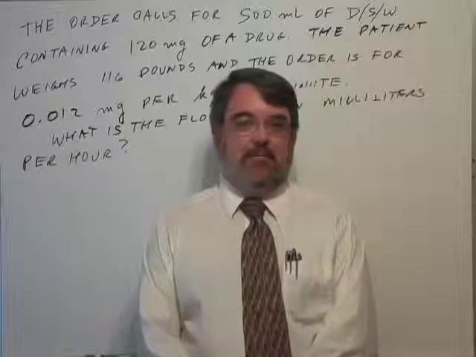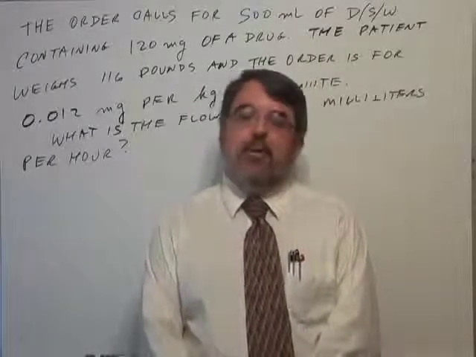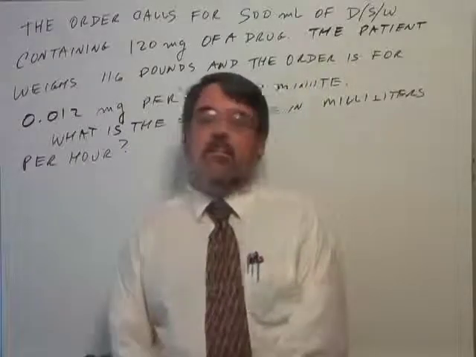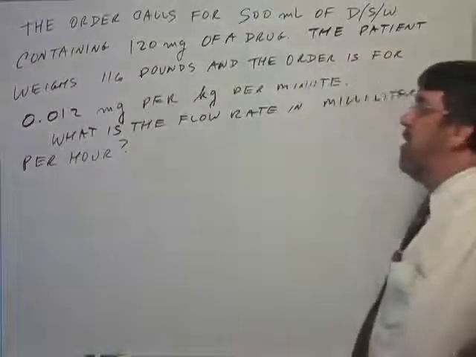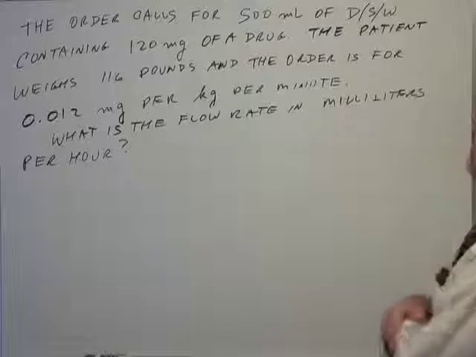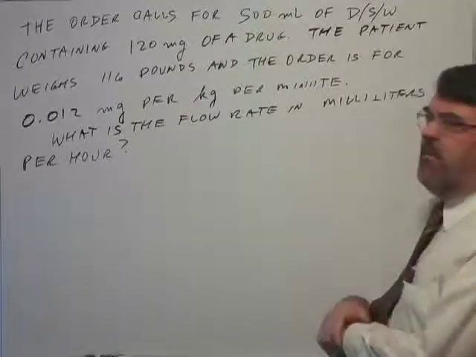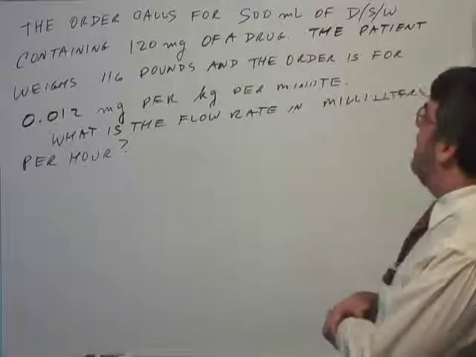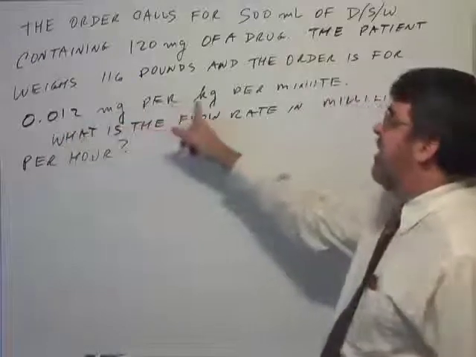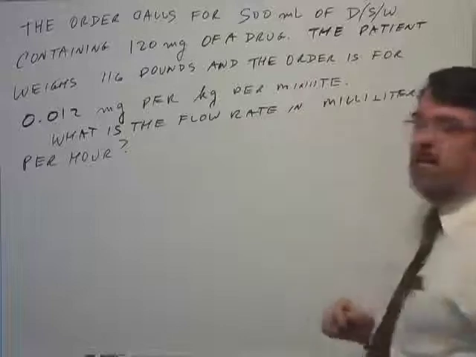This problem begins with a lot of information that we have to piece together, and it also includes the patient's body weight in the calculation. So let's get started. The order calls for 500 milliliters of D5W containing 120 milligrams of a drug. The patient weighs 116 pounds, and the order is for 0.012 milligrams per kilogram per minute. And what is the flow rate in milliliters per hour?